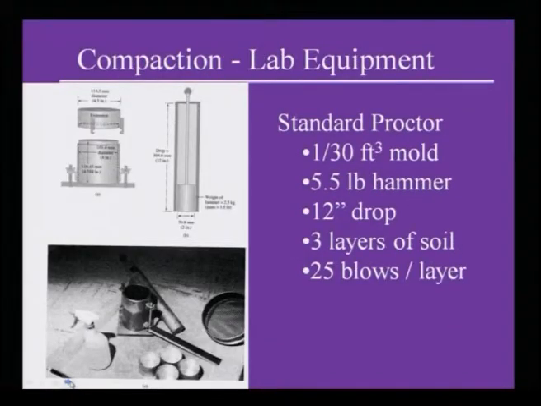Now, this is the laboratory compaction equipment. This is called the standard Proctor mold, and it is basically a 1/30 cubic foot mold, with a 5.5 lb hammer and 12 inch drop. Here the weight of the hammer is 2.5 kg, and the diameter of the hammer is 50.8 mm. It is pulled up and falls from a height of 30 centimeter or 304.8 mm. This is called the standard Proctor mold.